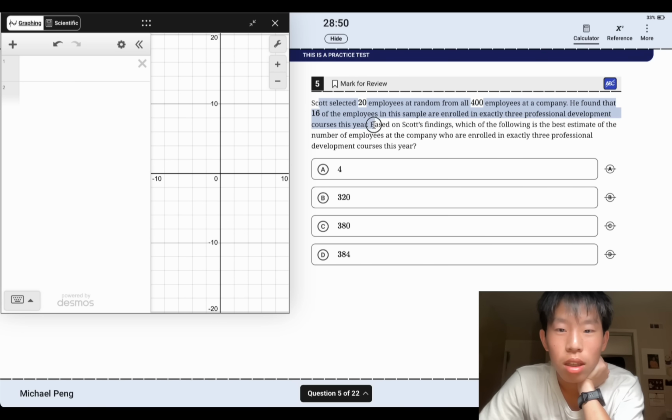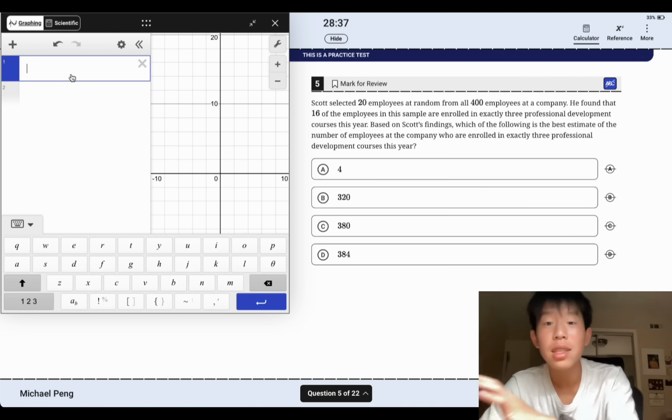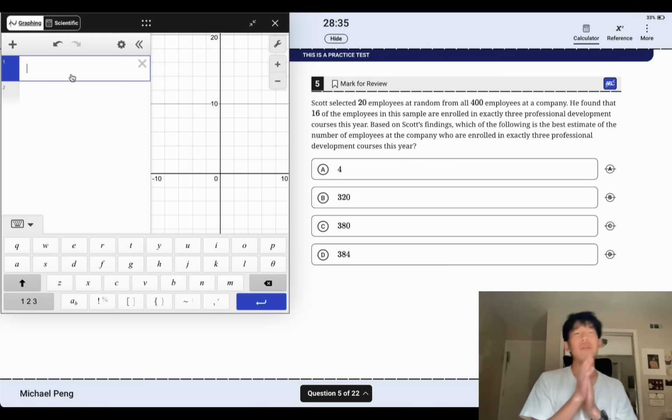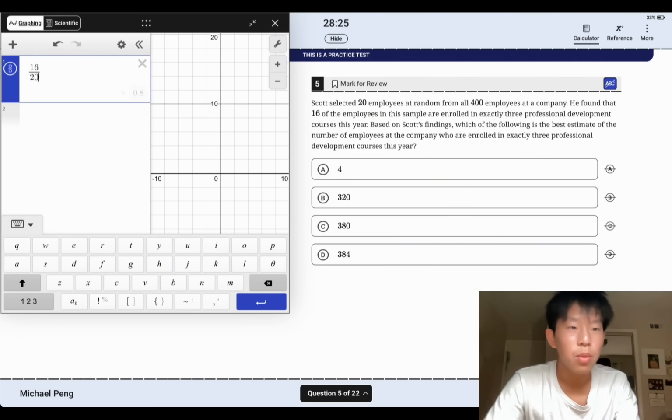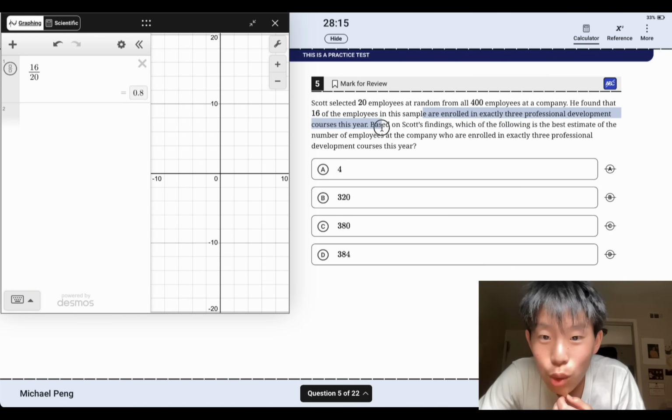Okay, no, he says 16 out of 20 people enrolled in the courses. So now he wants to make a generalization. So how do you use Desmos for this statistics question? That's a great question. So he interviewed 16 out of 20 people. There were 20 people, and 16 of them said three classes, okay?